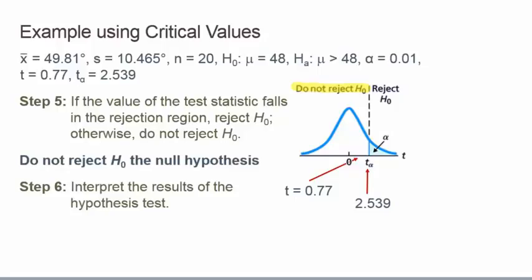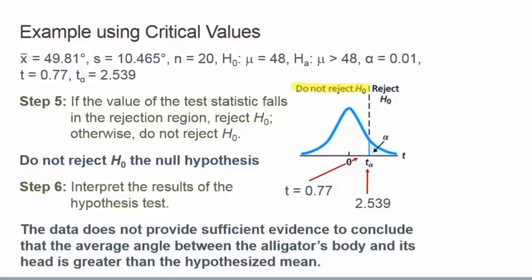Step 6. Interpret the results of the hypothesis test. The data does not provide sufficient evidence to conclude that the average angle between the alligator's body and its head is greater than the hypothesized mean.